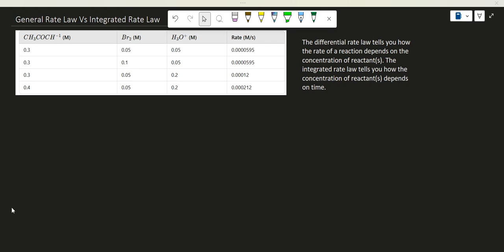So we have a reaction in which you have CH3COCH3, which is acetone, reacting with bromine, Br2, and you have a catalyst, which is hydronium, and it's going to give you a product. Then this product will be CH3COCH2Br plus water plus bromide.